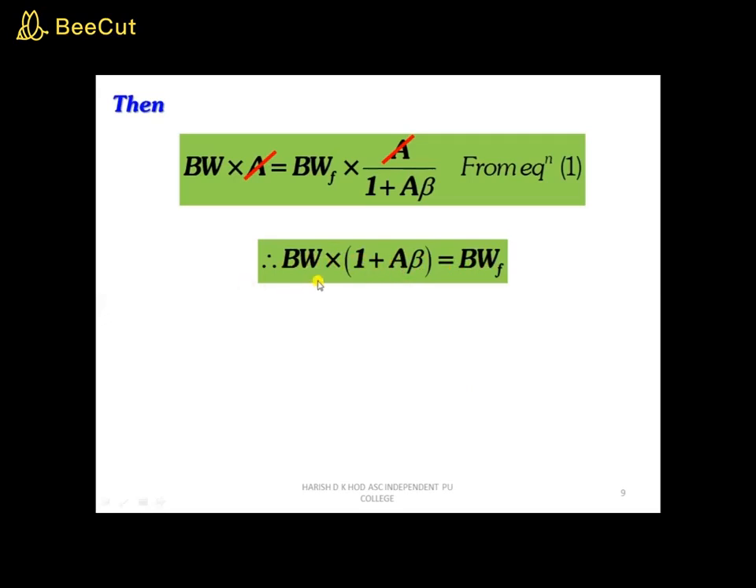So from this equation, it is very clear that the bandwidth of an amplifier with feedback increases by a factor of 1 plus A beta from its initial value. To explain this, let me consider the bandwidth of an amplifier as 100 kilohertz, and let this quantity, 1 plus A beta, be just 2. Then the bandwidth of an amplifier with feedback can be calculated as 100 kilohertz into 2, that is 200 kilohertz.